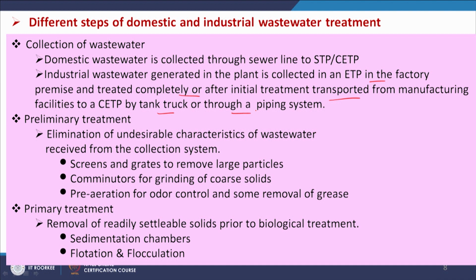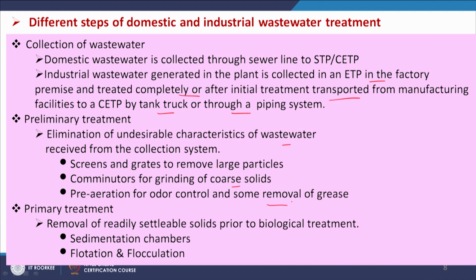So, this is collection. Then preliminary treatment. The main objective of preliminary treatment is the elimination of undesirable characteristics of wastewater received from the collection system. Here screens and grates are used. Screens remove the bigger floating materials, grates are used for the removal of heavier particles, comminutors for grinding of coarse solids, and pre-aeration for odor control and some removal of grease. So, this is the preliminary treatment.